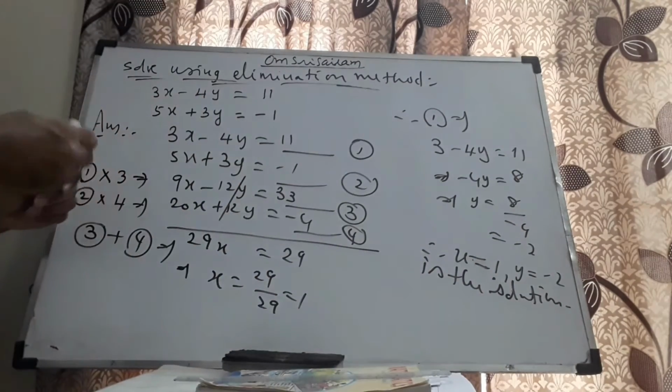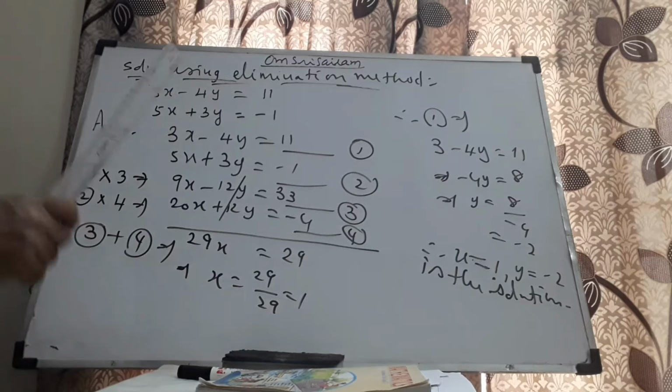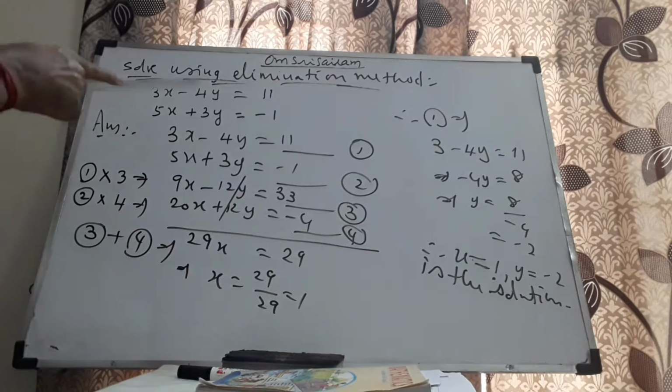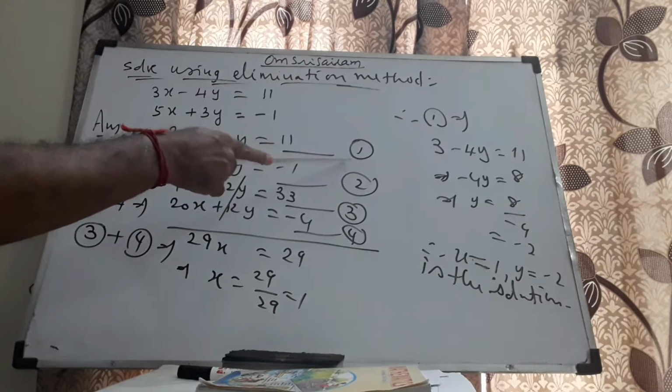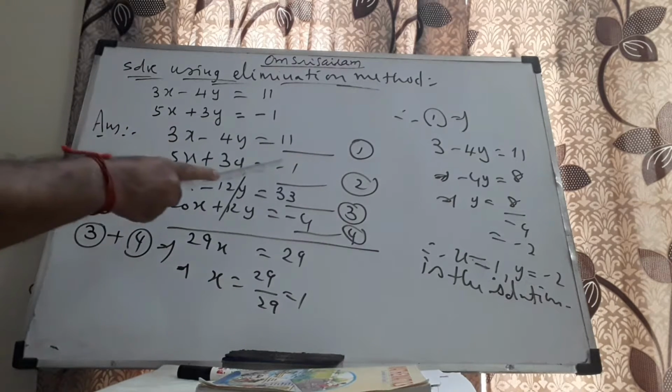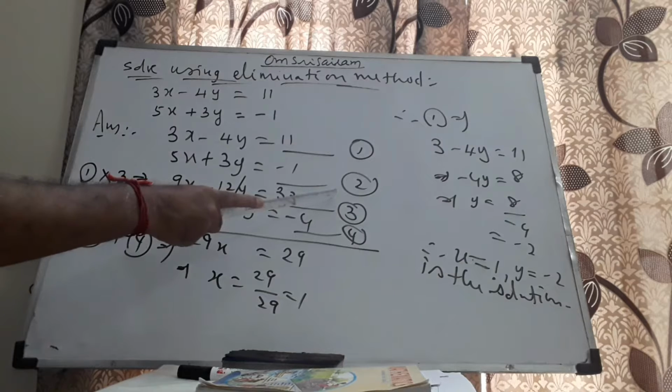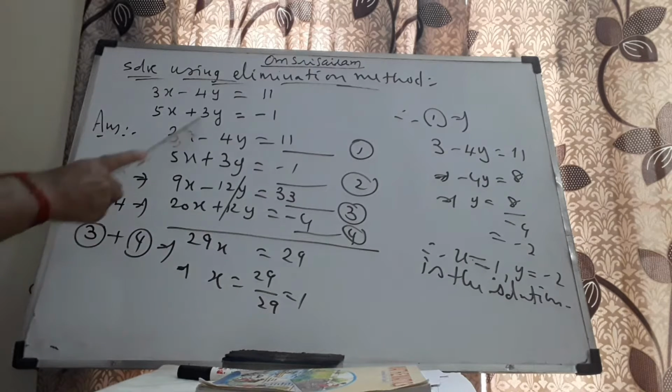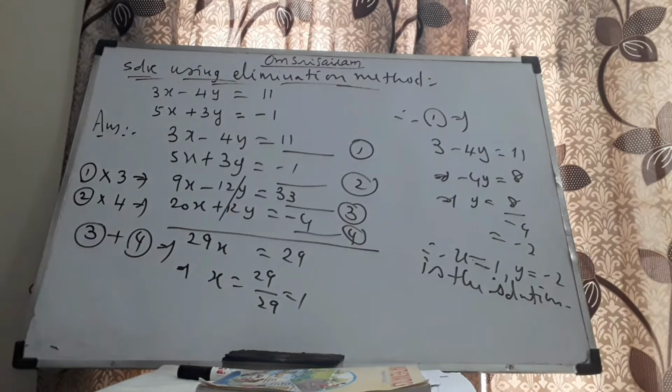Let me just explain once again. I have taken a problem just as a recap of how to solve using the elimination method. 3x minus 4y equal to 11, I call it equation 1. 5x plus 3y equal to minus 1, call it equation 2. I am just solving by eliminating y. In the previous video, we did it by eliminating x.